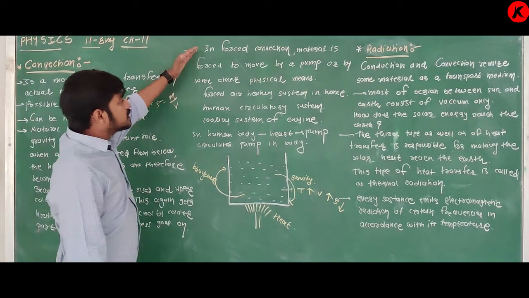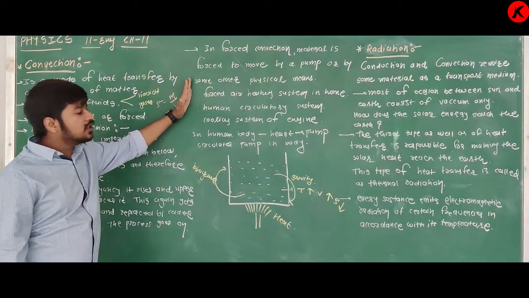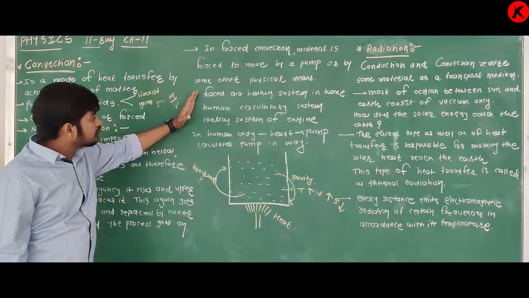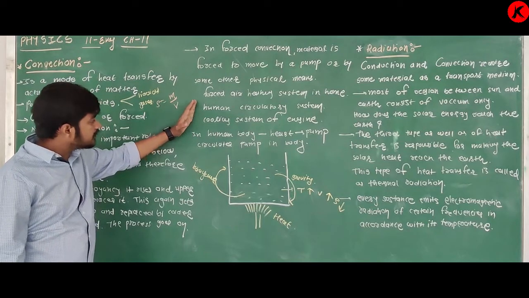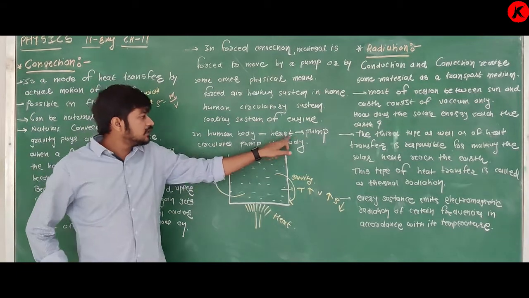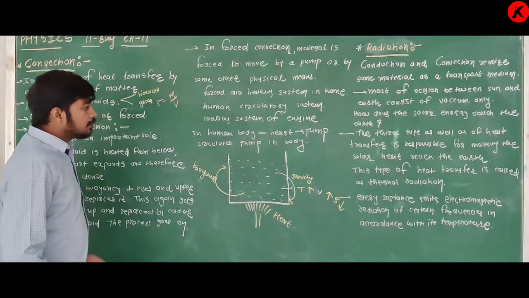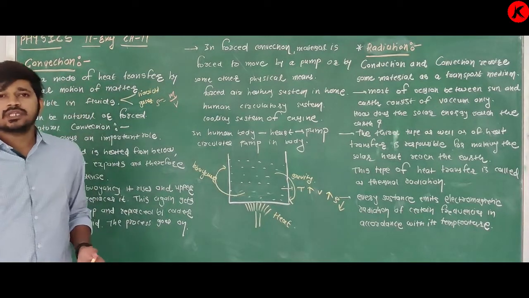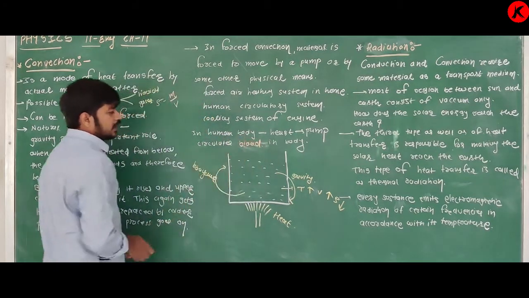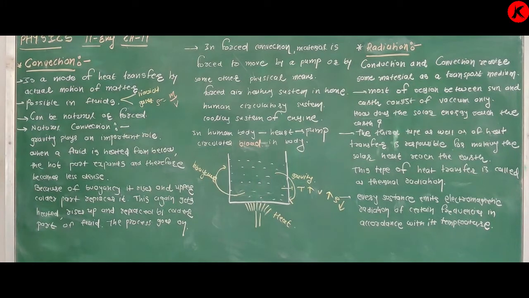In forced convection, material is forced to move by a pump or by some other physical means. Examples are forced air heating system in home, human circulatory system, cooling system of engine. In our human body, heart behaves as pump. It circulates blood in our body. Clear? So it is simple. What is convection?